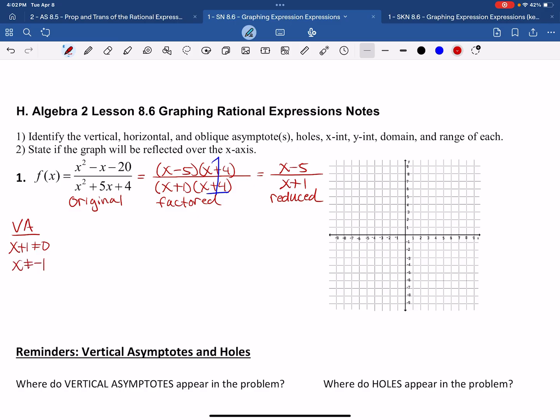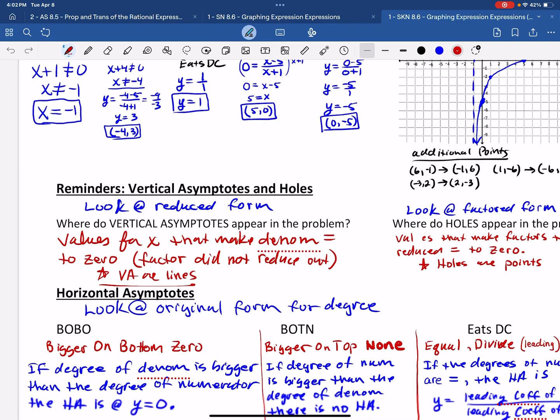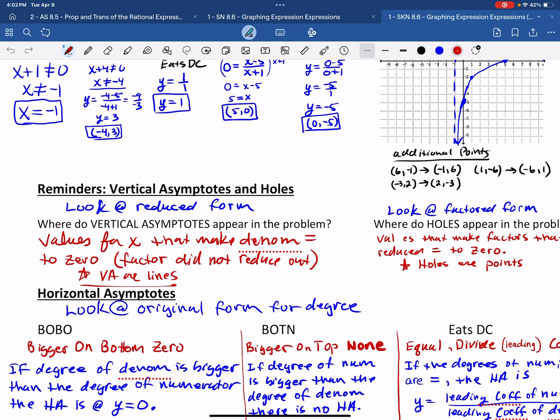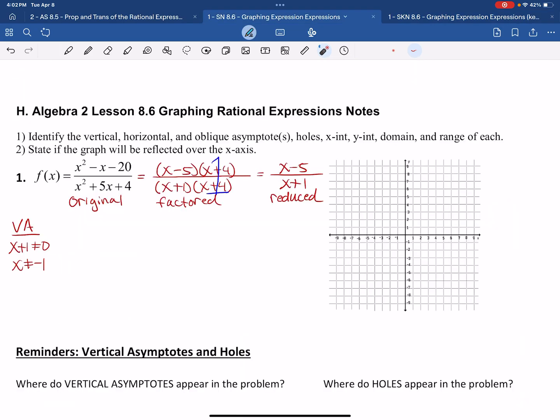Now, that's the restriction, and we're looking for a vertical asymptote. If you refer back to the notes, a vertical asymptote is a line, so we need to give it an x equals equation. That x equals equation is going to be x equals negative 1. And we're going to come over to our graph, and we're going to put a vertical asymptote on x equals negative 1.